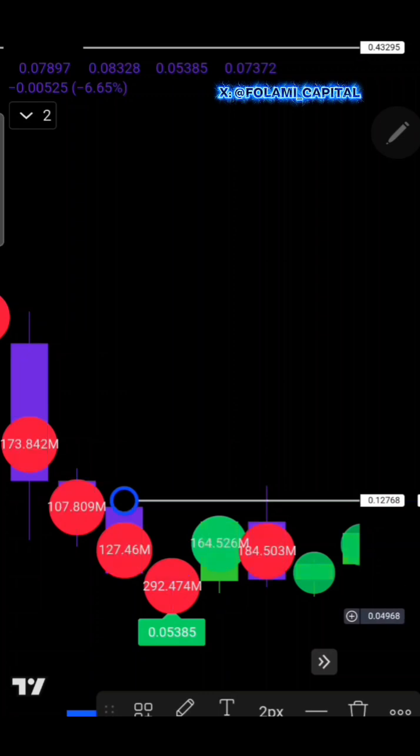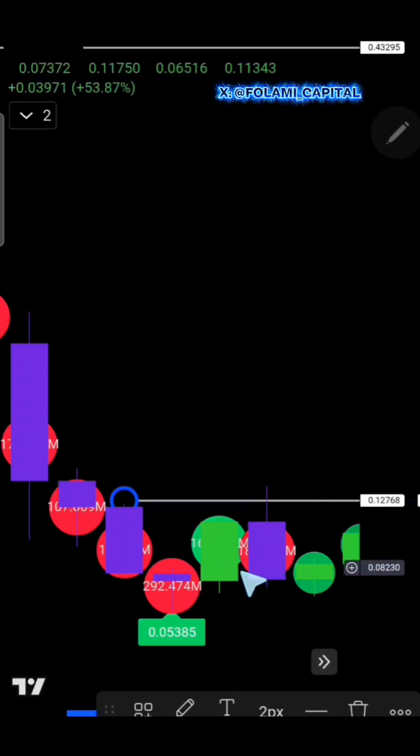This absorption tells you that the seller does not get a follow through, even at a very high pressure. They could not get follow through. The buyer hijacked the pressure from them. They absorb everything. So now, as you can see, we have this engulfing.